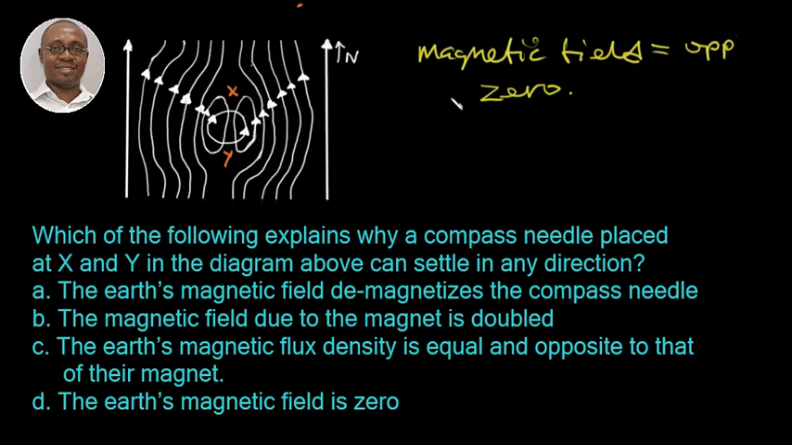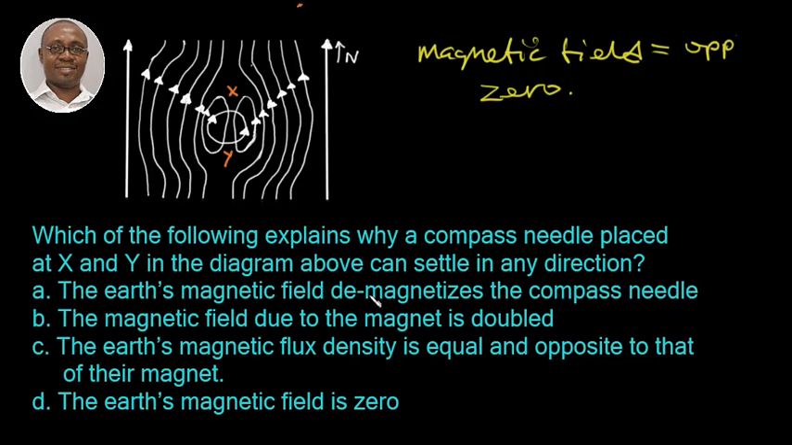And at this point, that is the neutral point, the magnetic needle will not point in any particular direction, but will rotate if you move a soft iron needle over it. Okay, so let's check the answer options.